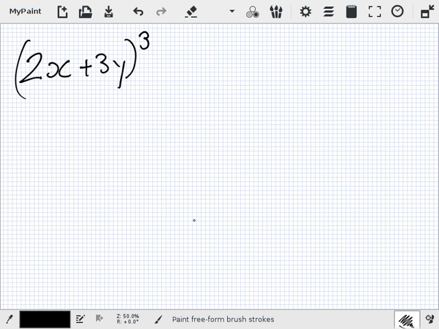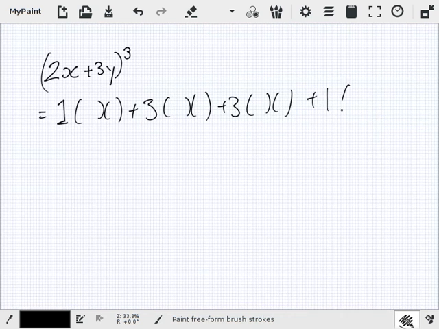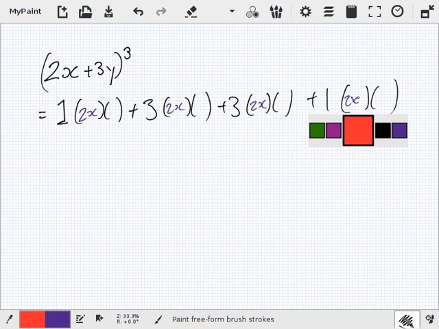Well, this is what you do. So watch carefully. You go to Pascal's triangle. Which row do we go to? Row number 3. Yeah. And you write down the numbers on Pascal's third row, which would be 1, 3, 3, and then 1. Bracket, bracket. The reason I have 2 brackets with each number is because the next thing you do is you fill in each bracket with what's in the original. So the first bracket gets a 2x. And then the second bracket gets a 3y.